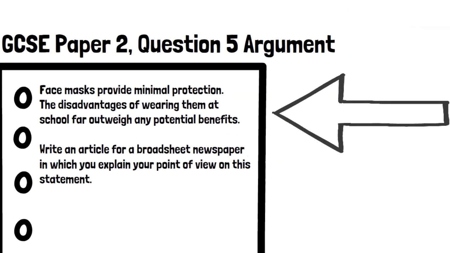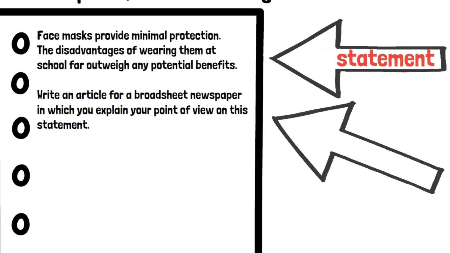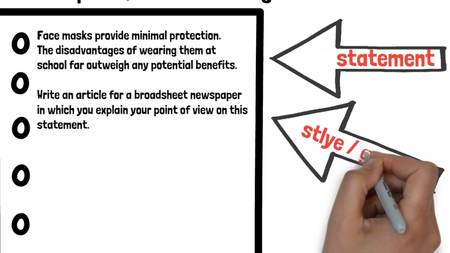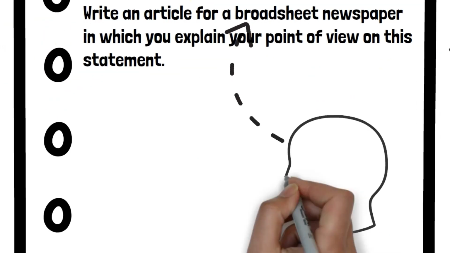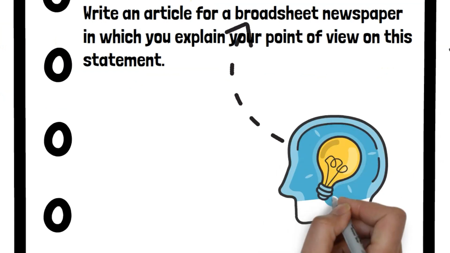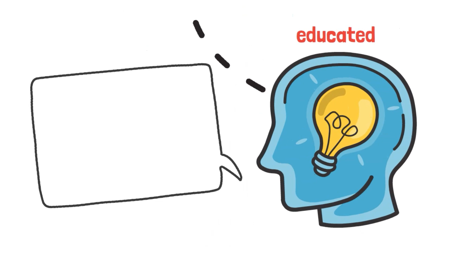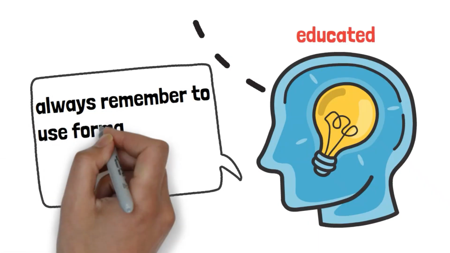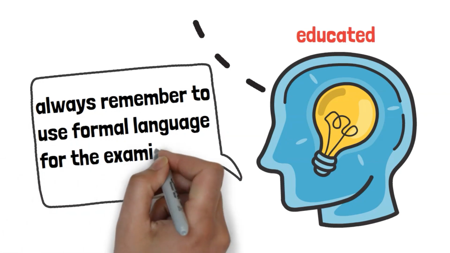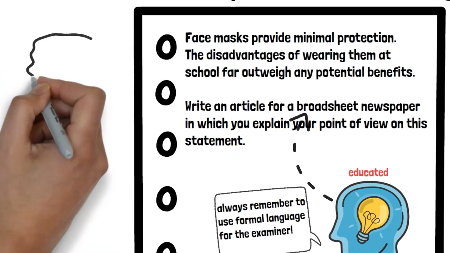So you'll be given a clear statement. Then you have to come up with a point of view on that statement, and you have to write in a particular style. This is what your exam paper might say. Write an article for a broadsheet newspaper in which you explain your point of view on this statement. You'll always be guided towards a more educated newspaper. So not a tabloid, but a broadsheet. You need to know what those are.